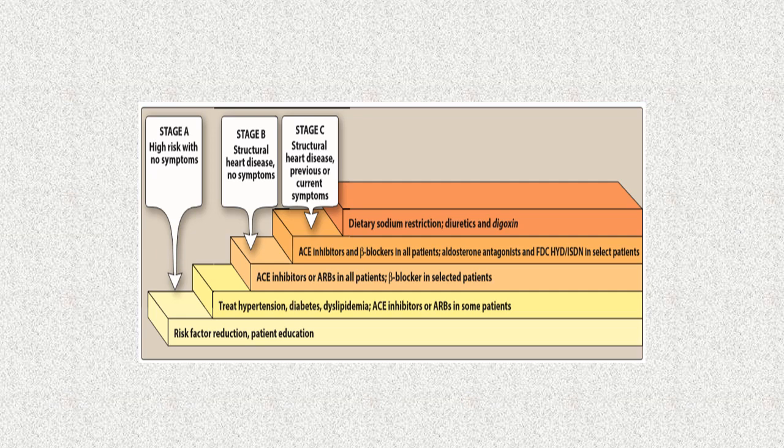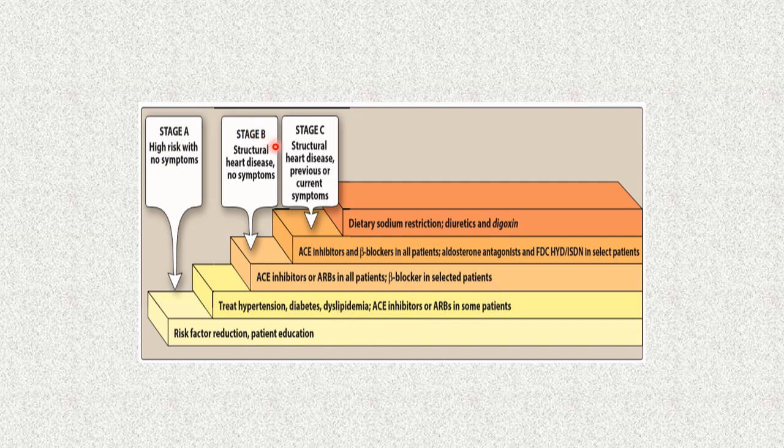This diagram is showing a step ladder approach of how we are going to manage the patient in different stages of heart failure. So stage A is a patient having high risk for heart failure but he is asymptomatic. So in that case what would you do? You would reduce the risk factors and educate the patient. Like if he's hypertensive, you will advise sodium restriction, exercise, dietary changes, that's all. You will treat the hypertension, diabetes, dyslipidemia, and if required, ACE inhibitors or ARBs would be given to the patient.